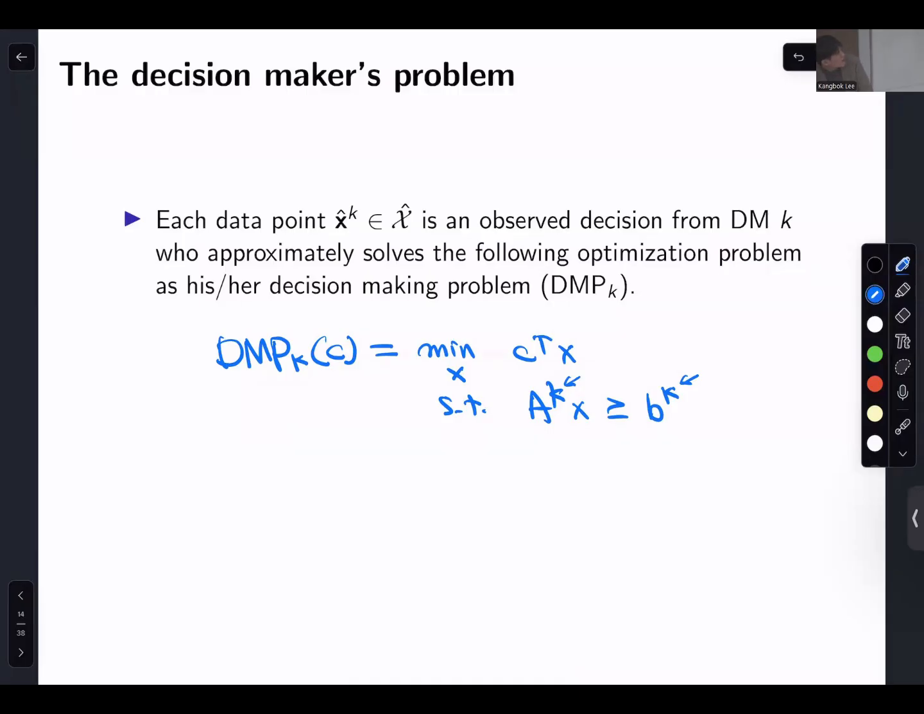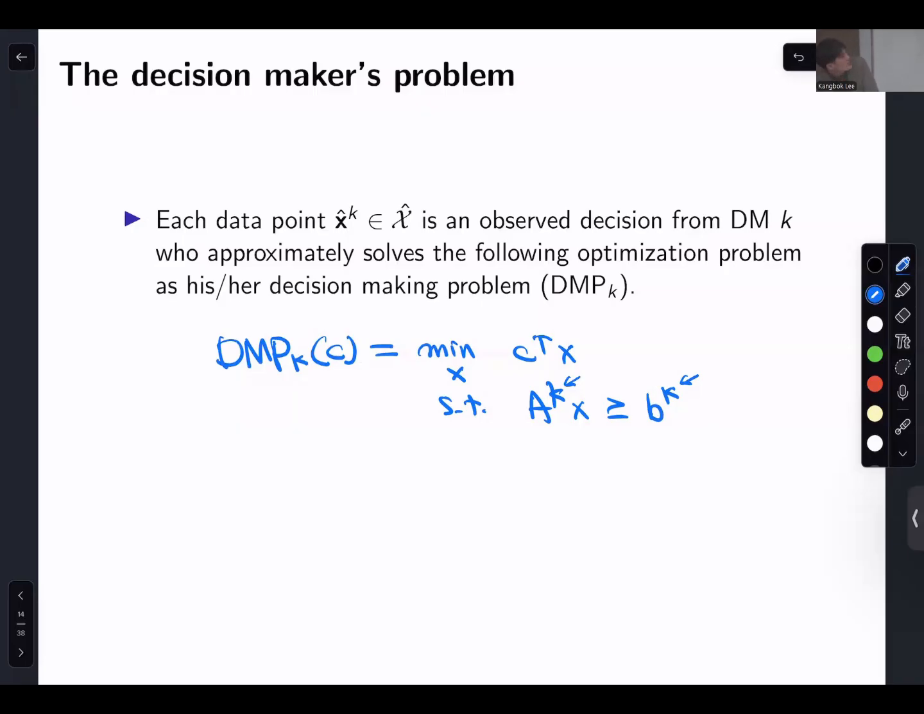And you can make an assumption that, without loss of generality, each a_i, the row vectors of the A matrix, has norm 1. You can make these kinds of convenient assumptions that will be helpful as we go.